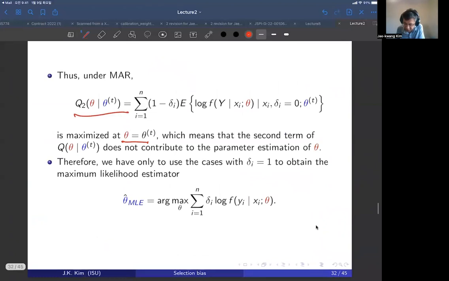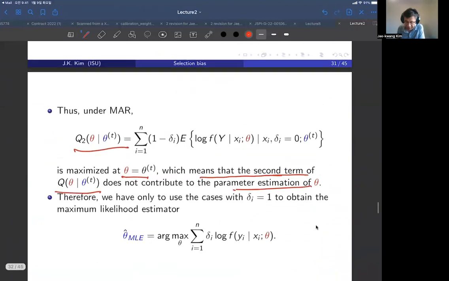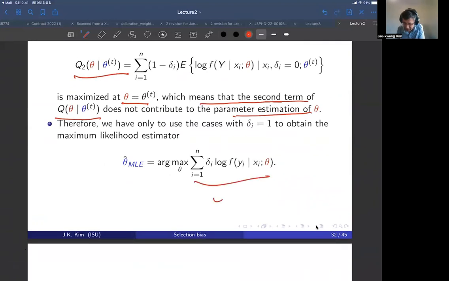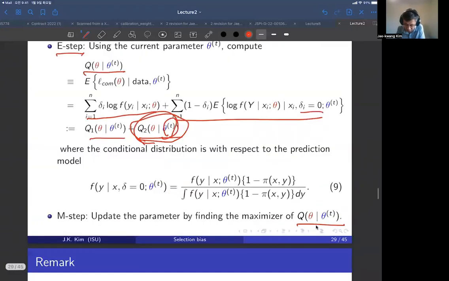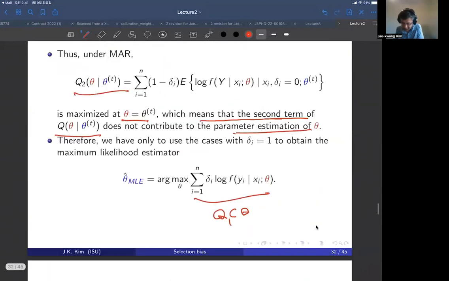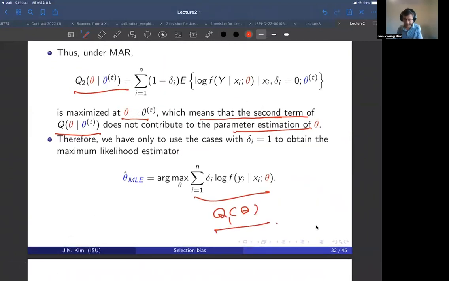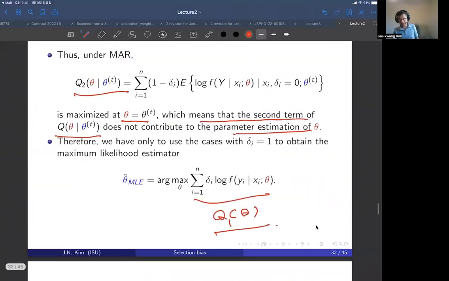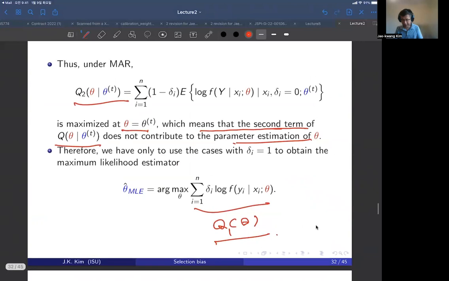So which means that the second term of the Q does not contribute to the parameter estimation of zeta. So that means we only use Q1. So this is Q1. But Q1 doesn't depend on zeta t, right? Because it's just a... doesn't depend on zeta t. So it's just this term. Okay. So basically that means what? That means under missing at random, we can just use complete case analysis. That's it.